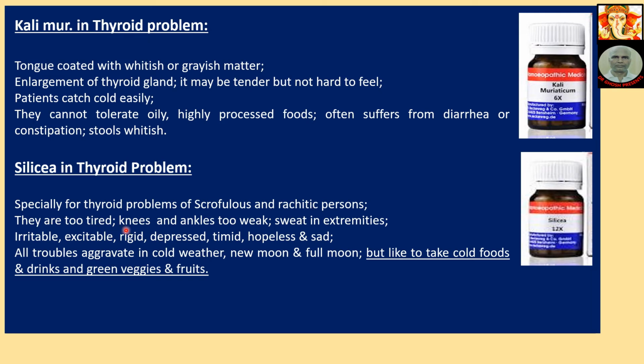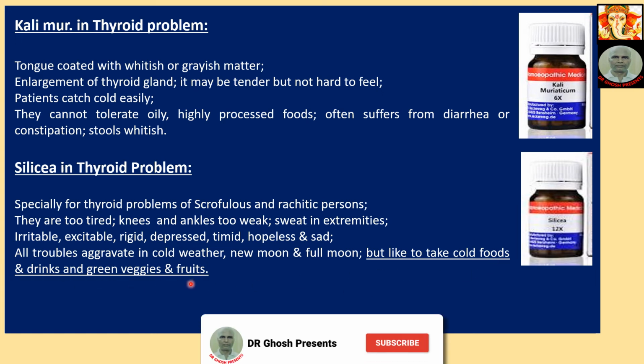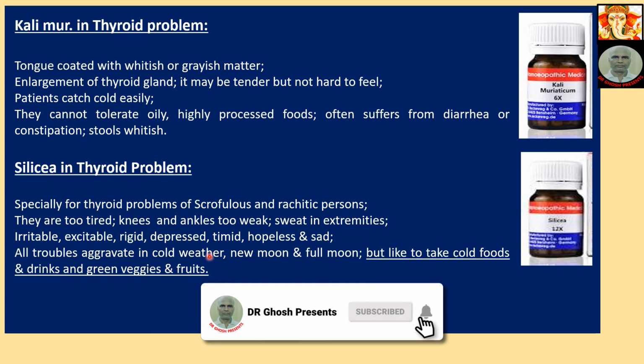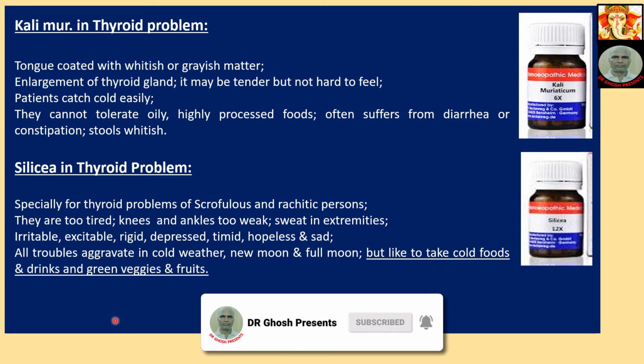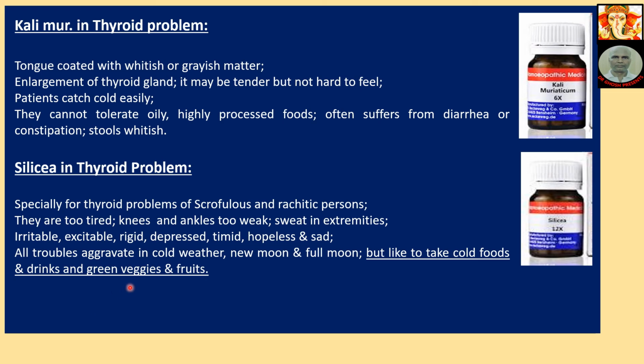They are too tired. Knees and ankles are too weak. Sweat in extremities. Irritable, excitable, rigid, depressed, timid, hopeless and sad. This is a mental feature of Silicea. All troubles aggravate in cold weather, new moon, full moon. But they like to take cold foods and drinks, and green veggies and fruits.